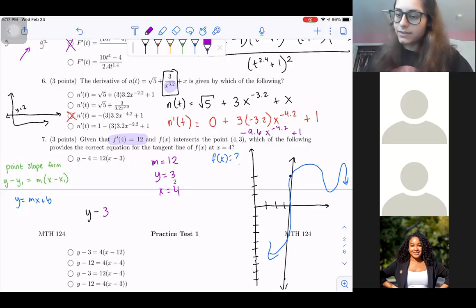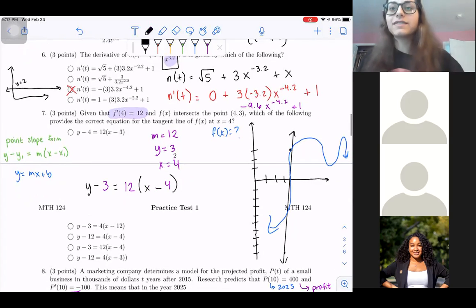So we'll have y minus 3 equals m, which is 12. That is our slope. And then we have x minus x1, which is 4. All right, and then we don't have to simplify because it's multiple choice. They've left it unsimplified, so we'll do the same. And that ends up being the fourth one. 1, 2, 3, 4. Yeah, the fourth one.